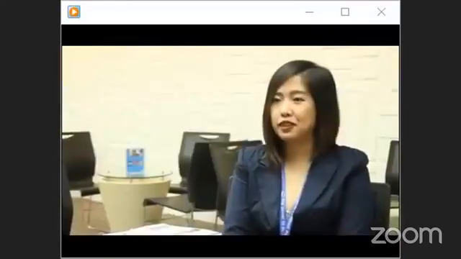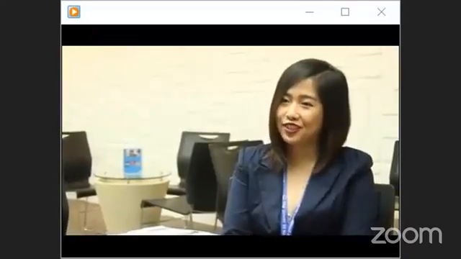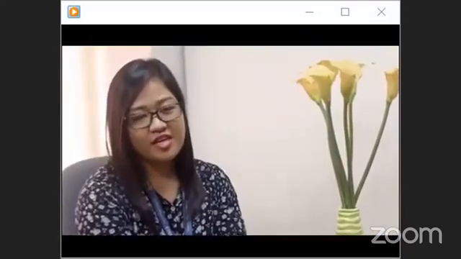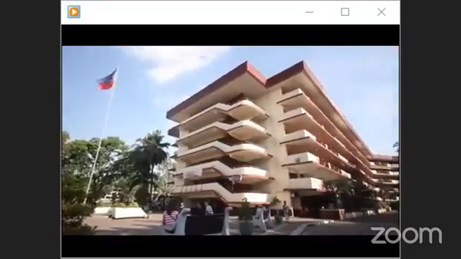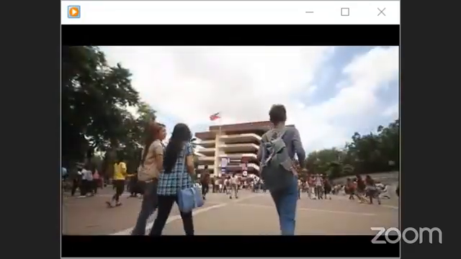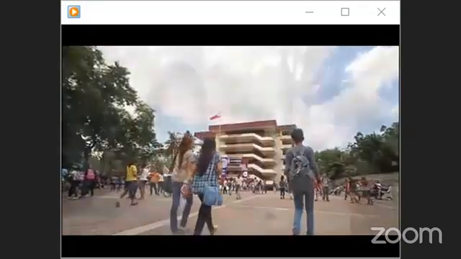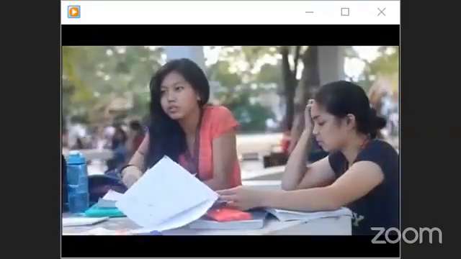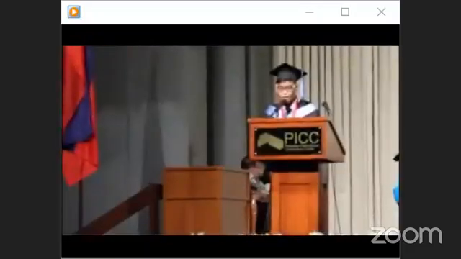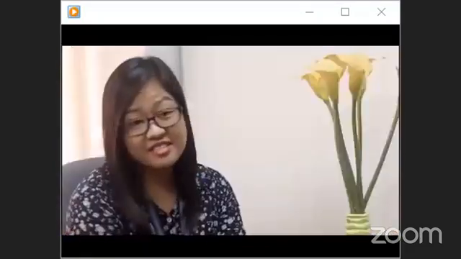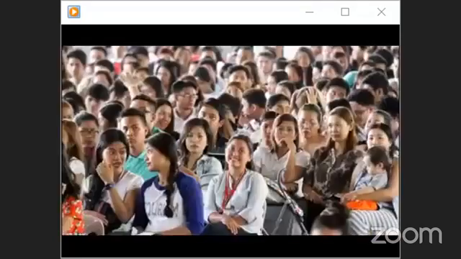PUPians enable people everywhere to grow and thrive. PUP is one of the pillars of the nation because it is an institution that provides good graduates and people who really contribute to the success of the community or to the success of the country.